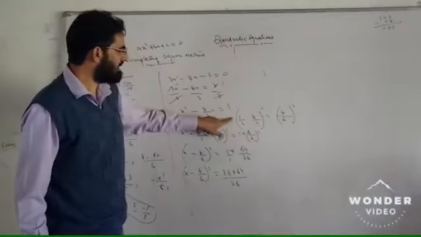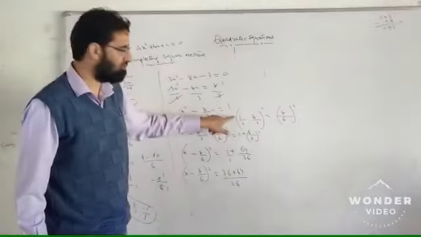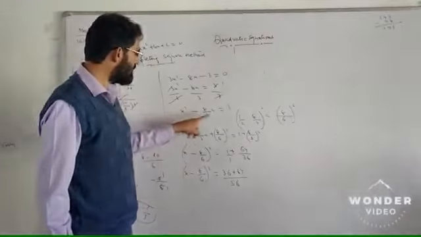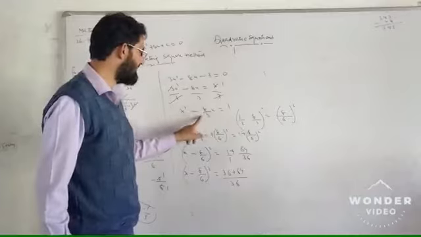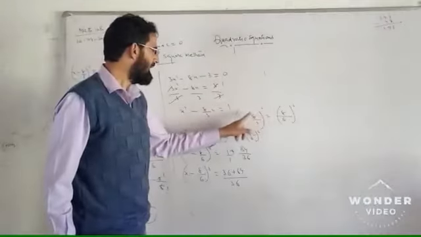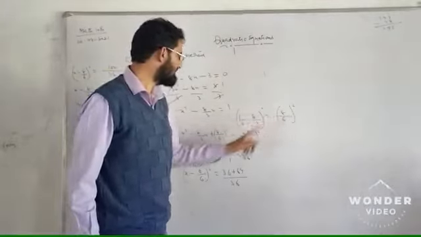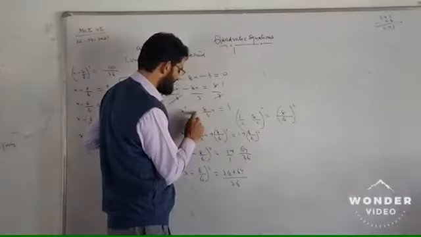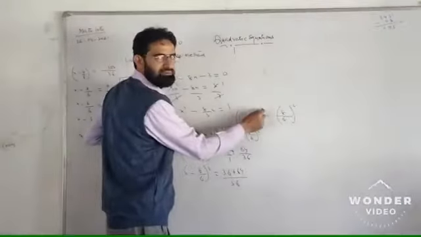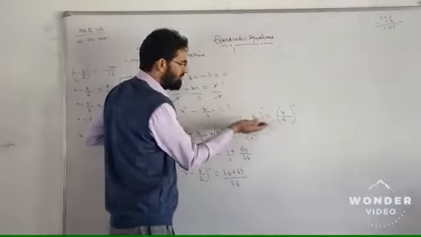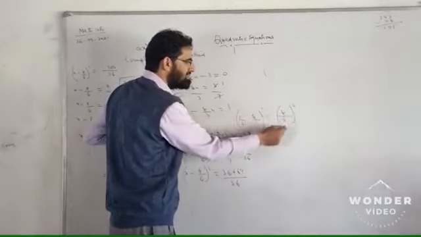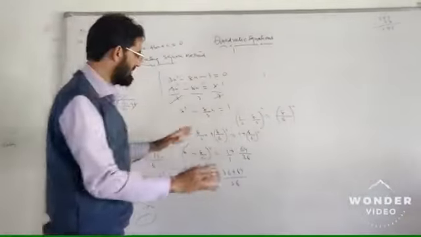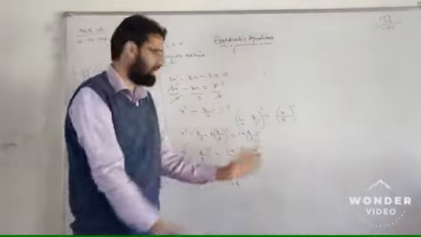Now the all important step is you are adding to both sides 1 by 2 into coefficient of x whole square. What is 1 by 2? 1 by 2 is 1 by 2 and the coefficient of x here is 8 by 3 whole square. 8 1s are 8, 3 2s are 6. Since this is minus, I don't write minus here because we are squaring this. Minus into minus is again plus, so there is no need to write minus here. So 8 by 6 whole square. This term you are adding to both sides, to the left hand side as well as to the right hand side.